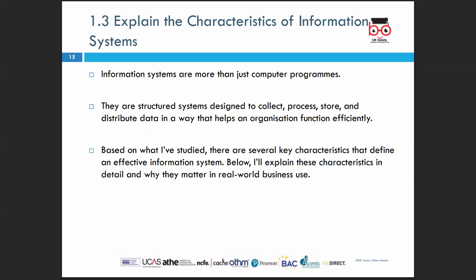Now we're going to explain the characteristics of information systems. So information systems are more than just computer programs. They're basically a structured system designed to collect, process, store, and distribute data in a way that helps an organization function efficiently.